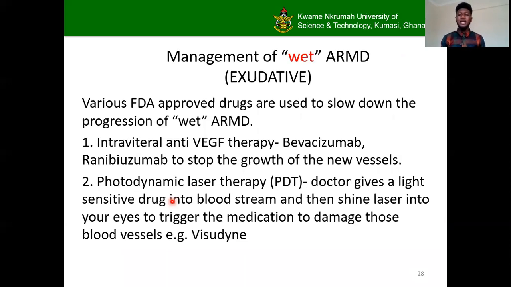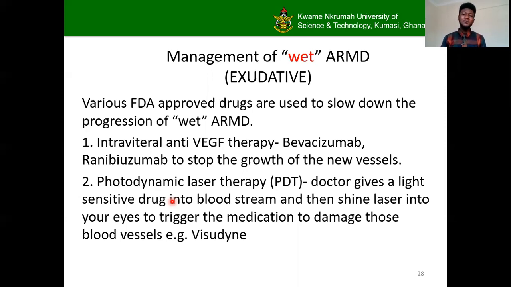Now, what about wet AMD? Various FDA-approved drugs are used to slow down the progression of wet AMD. Intravitreal anti-VEGF therapy. Now, when you say VEGF, it's a signaling protein which supports the growth of new vessels. Therefore, there will be new proliferating vessels forming in the case of wet AMD, which are not strong enough, and at that point in time, they might burst and cause a leakage.